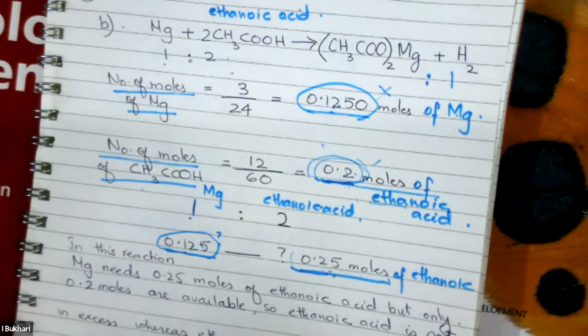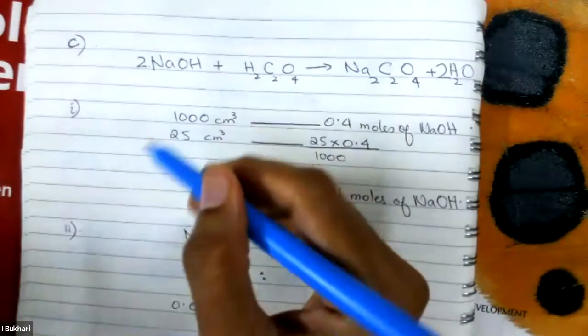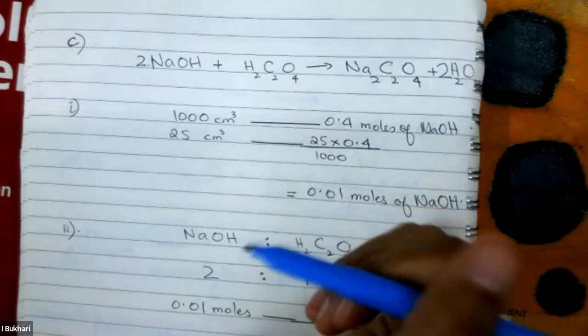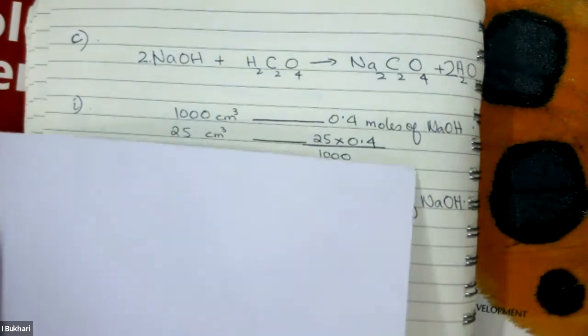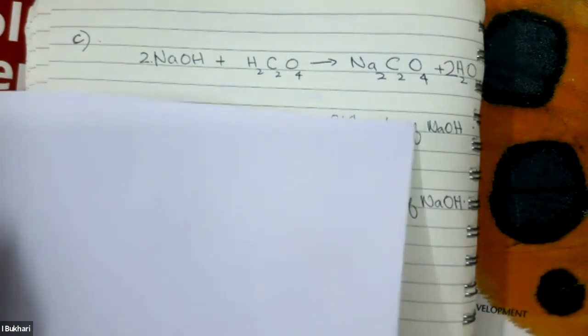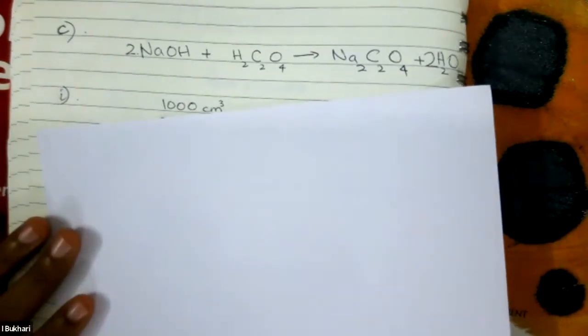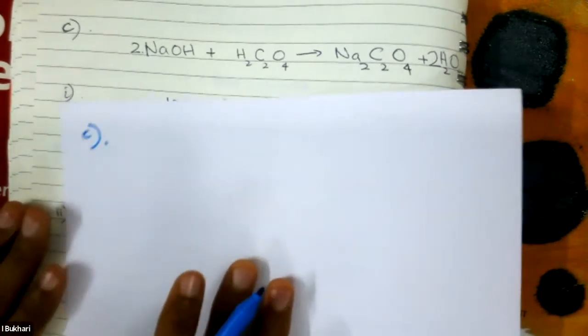In an experiment, 25 cm³ of aqueous sodium hydroxide, 0.4 mole per dm³, was neutralized by 20 cm³ of aqueous oxalic acid. Calculate the concentration of the oxalic acid in mole per dm³. So number one, they want you to calculate the number of moles of sodium hydroxide. So what reaction is going on here? Neutralization reaction.